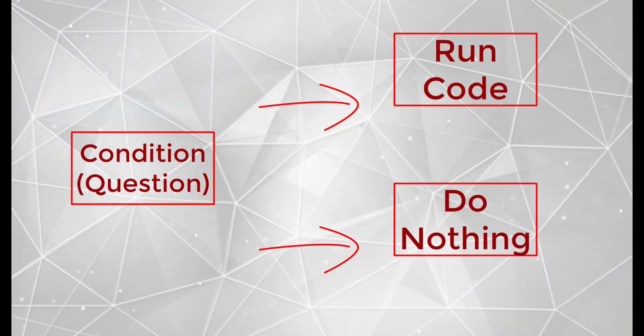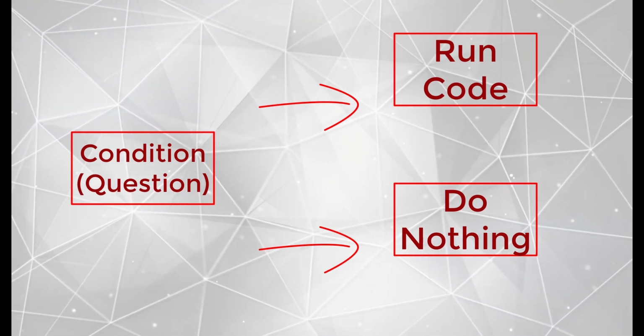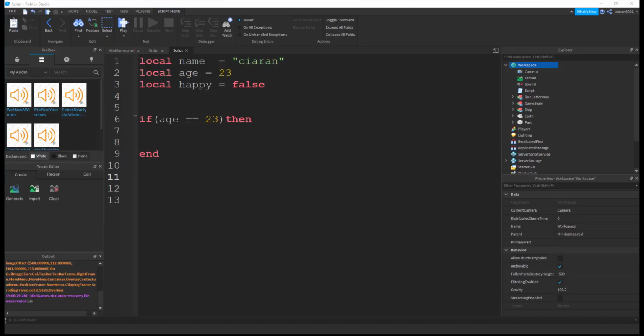Now, let's get back to coding and practice the stuff we've learned. Before we continue, you're probably asking yourself, why is there two equal signs in this condition statement? The answer to that question is actually quite simple.